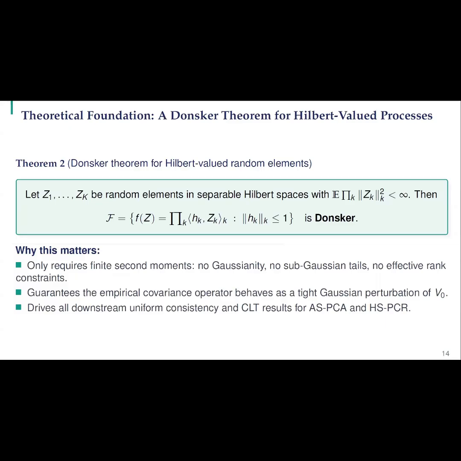Then the entire array of products of all these inner products over the unit balls of each of their Hilbert spaces is a Donsker class, which is a somewhat surprising result. It only requires finite second moments, well, fourth moments technically, but the products of second moments. We're not assuming Gaussianity, any sub-Gaussian tails, or rank constraints at all. This guarantees that our empirical covariance operator will behave as a tight Gaussian perturbation of V0. That's really where we get to do a lot of this, and it drives a lot of downstream analyses.